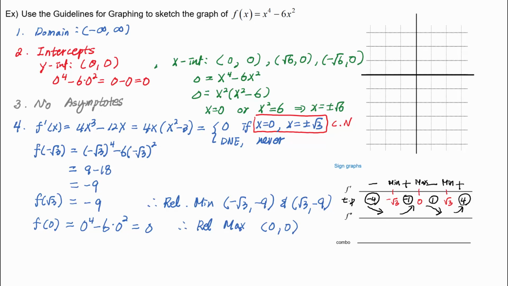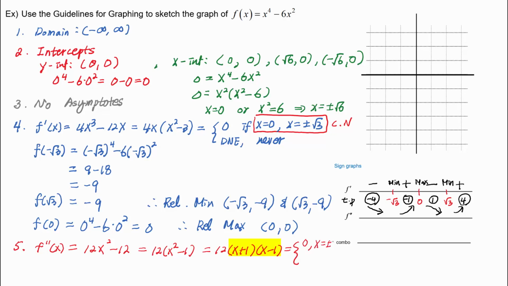Last step is to find the points of inflection and intervals of concave up and concave down. So let's find the second derivative. Fifth step: f double prime of x is equal to, I'm going to use the polynomial form of f prime of x. When I take the derivative of that, I get 12x squared minus 12. When I factor out 12, I get x squared minus 1, and this factors as x plus 1 and x minus 1. So I know my f double prime is 0 when x is equal to plus or minus 1.